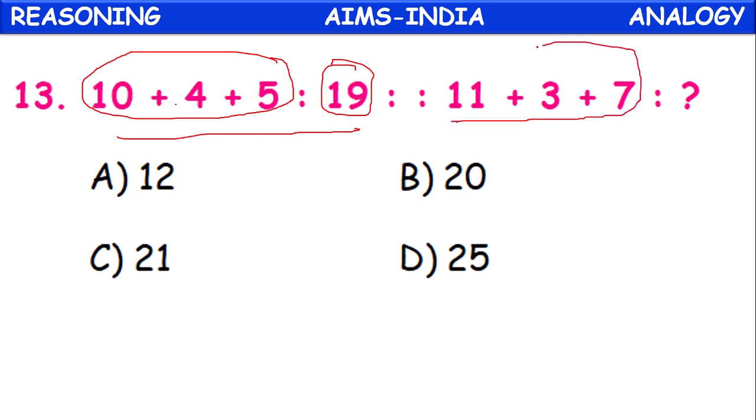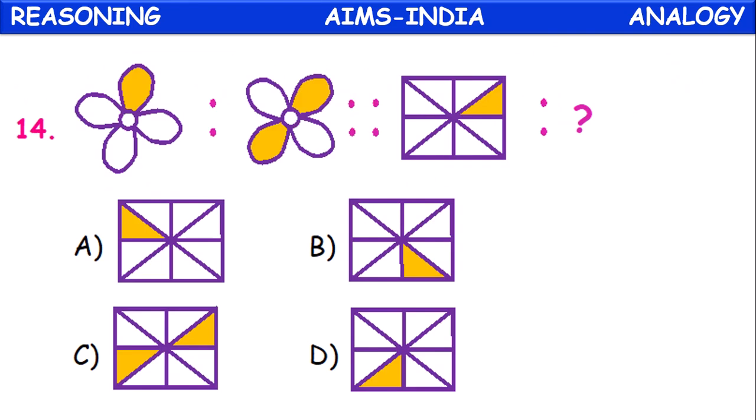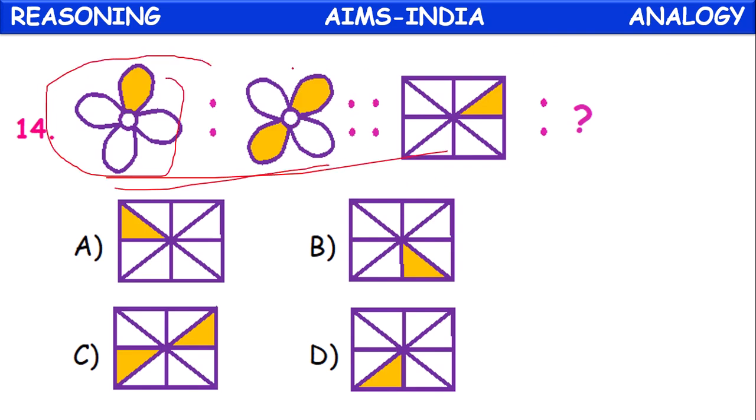First pair: 10 plus 4 plus 5. Related to 19. So 10 plus 4 plus 5, here they have given separate. Their sum is 19. Here they have given separate: 11 plus 3 plus 7. Their sum is 14 plus 7, 21. Here 21 should be there. 21, C option.